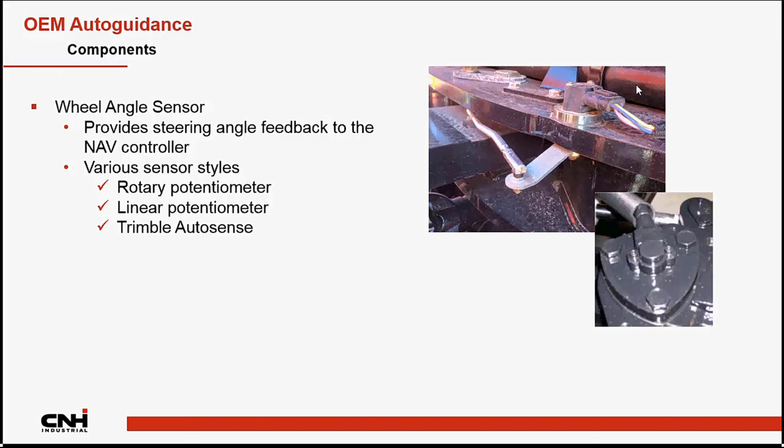There's different kinds of sensors. You got your rotary potentiometer, linear potentiometer, or the Trimble AutoSense, and that just gives a relative value, whereas the potentiometers tell exactly how far the wheels are turning. Trimble AutoSense just tells that the wheels are turning.